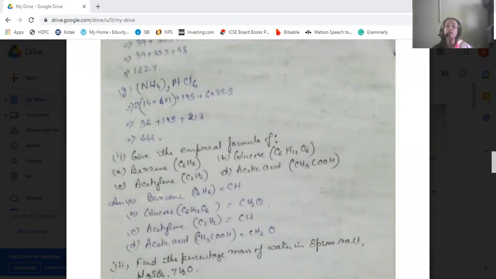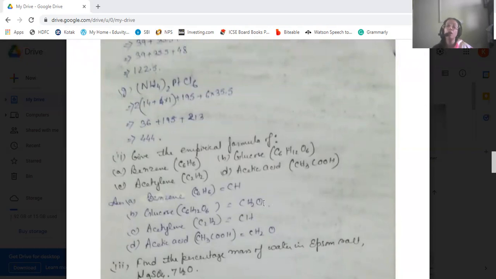Benzene has a formula of C6H6, so the empirical formula will be CH. Then glucose: the molecular formula is C6H12O6.